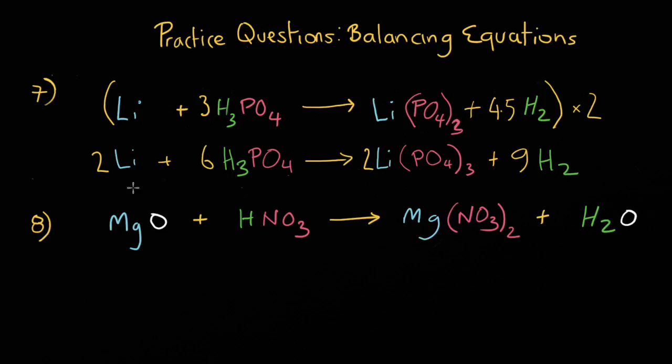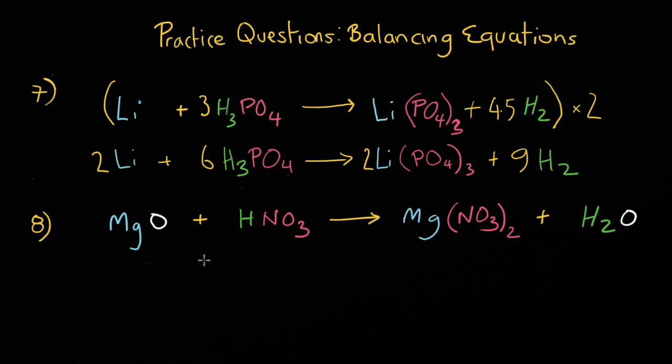So in summary, we've got 2 lithiums on the left, we've got 2 lithiums on the right, we've got 6 times 3, which is 18 hydrogens on the left, and we've got 9 times 2, which is 18 hydrogens on the right. And we have 6 units of phosphate on the left, and on the right we've got 2 times 3, which equals 6 units of phosphate on the right. So the equation is now balanced. Great, well let's move on to the next question.